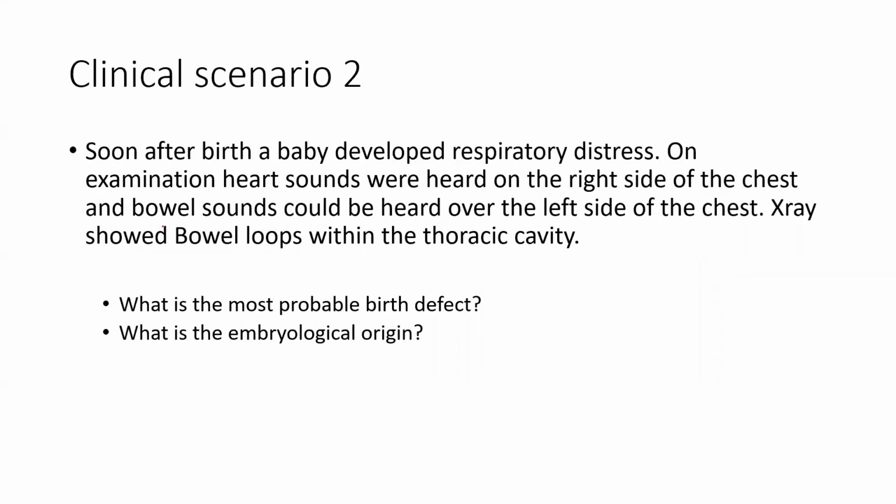So now we will look at another clinical scenario. Soon after birth, a baby developed respiratory distress. On examination, heart sounds were heard on the right side of the chest and bowel sounds could be heard over the left side of the chest. And on X-ray, bowel loops within the thoracic cavity could be seen. What is the most probable birth defect and what is the embryological origin? So when we learn about the development of the diaphragm, we will be able to answer this question.